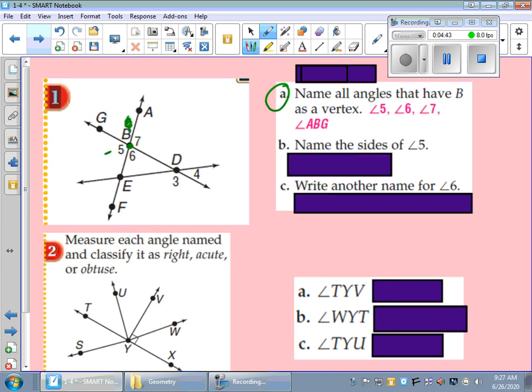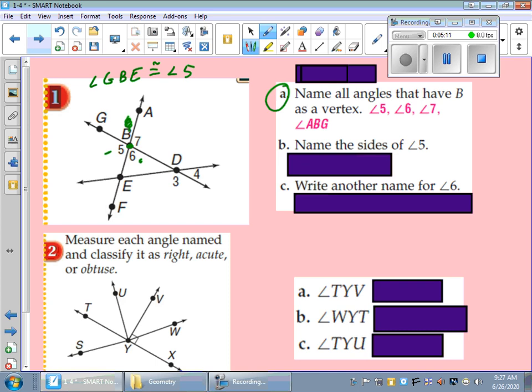We could also say that's angle GBE. So angle 5 is equivalent to angle GBE. Now, another way to name the same angle. We have angle 6 right here. Another name for that is angle EBD. It's another way to name angle 6.